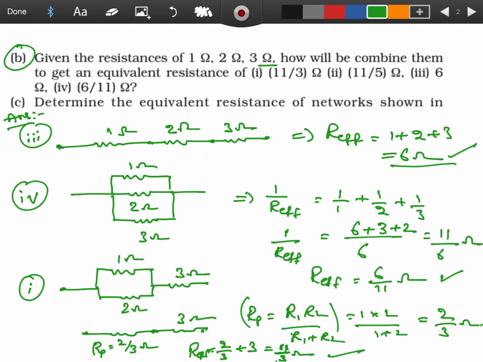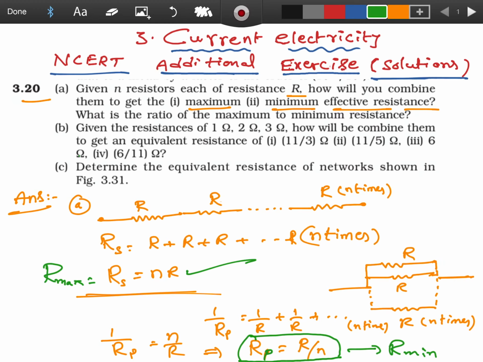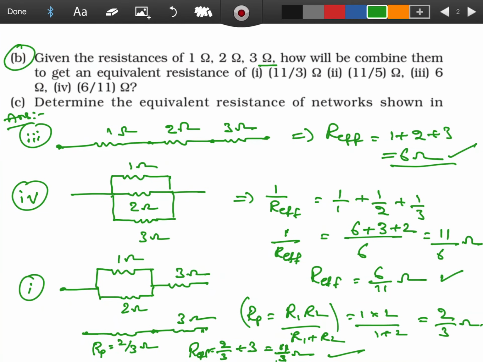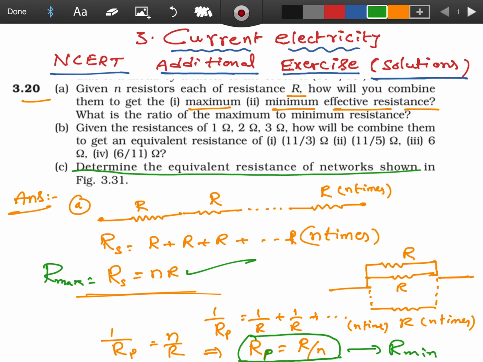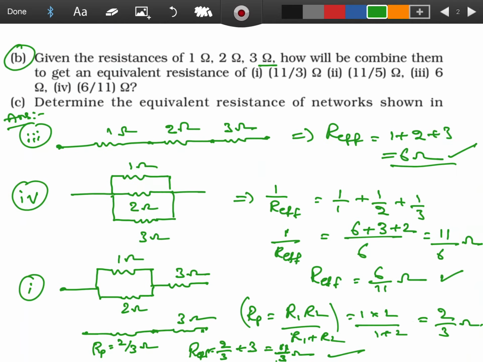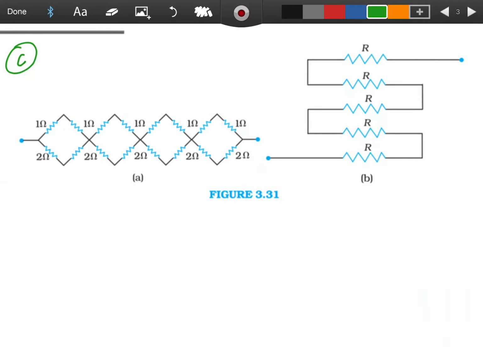In question C, they are asking, determine the equivalent resistance of the network shown in the figure 3.31. This is the figure 3.31. Let us see. First, part A in this. 1 and 1 in series, which is 2 ohm. 2 and 2 in series, which is 4 ohm. Then 2 and 4 in parallel, which is 2 times 4 by 2 plus 4, which is 8 by 6, which is 4 by 3 ohm. This is 4 by 3.